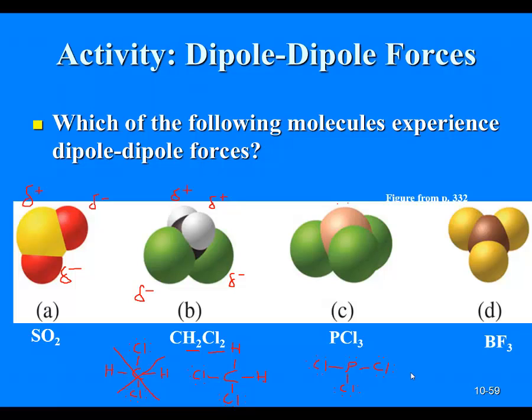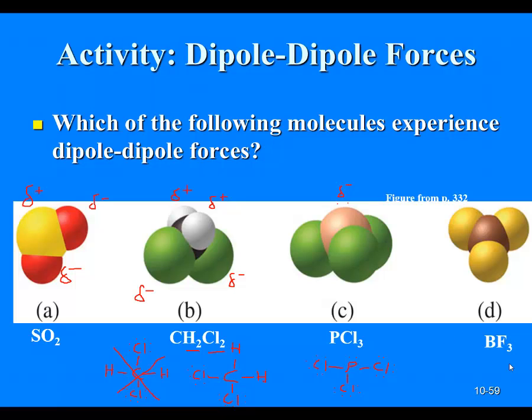So this trigonal pyramidal shape indicates that we have a polar molecule, where we're going to have a lone pair of electrons that are quite negative here, and the distribution of electrons will be different because of the chlorines' lone pairs versus the phosphorus lone pair. So we're going to end up with a very polar molecule here as well, which causes a permanent dipole.